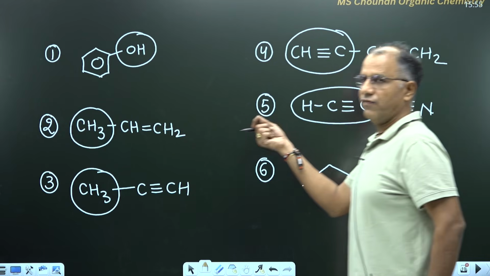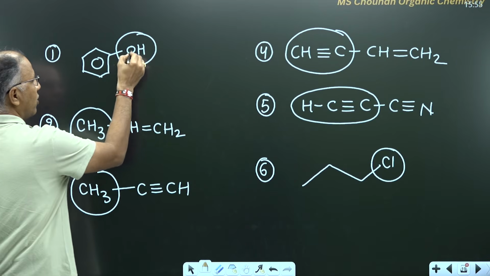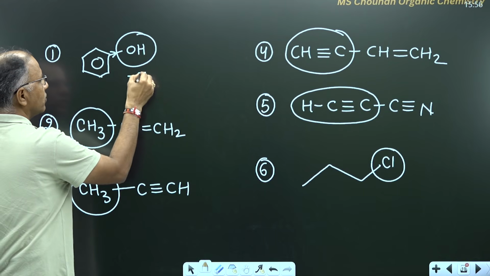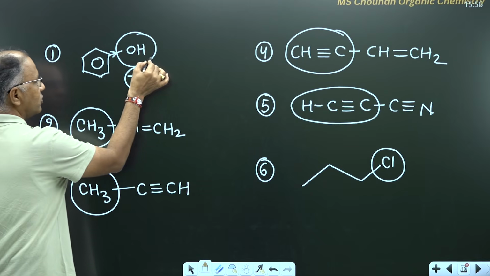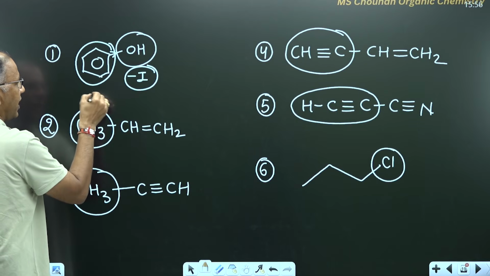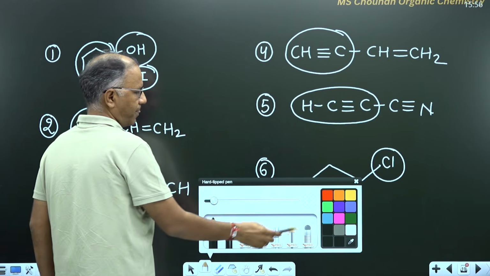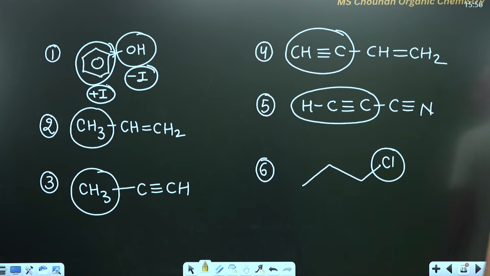So let me explain one sample example. The first one is phenol. Now between the carbon and oxygen, which is more electronegative? Oxygen is more electronegative. This means this OH group shows minus I effect. Now it is understood that if this group is minus I, what about the phenyl? It is showing plus I effect. First of all, write these 6 examples. Pause the video, write the example, then write your answer, then I will discuss.